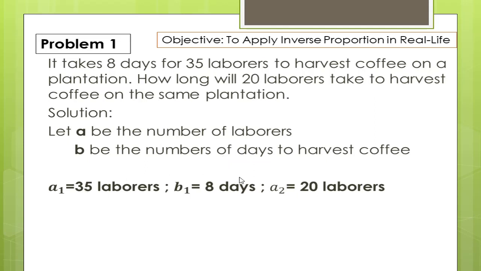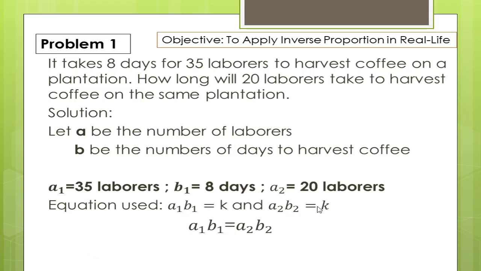We got this given from the problem. A sub 1 is the 35 laborers, B sub 1 is 8 days, and A sub 2 is equal to 20 laborers. Our equation used is A sub 1 times B sub 1 is equal to K, and A sub 2 times B sub 2 is equal to K. Since K is equal to this and K is equal to this, by transitive property of equality, A sub 1 times B sub 1 is equal to A sub 2 times B sub 2.